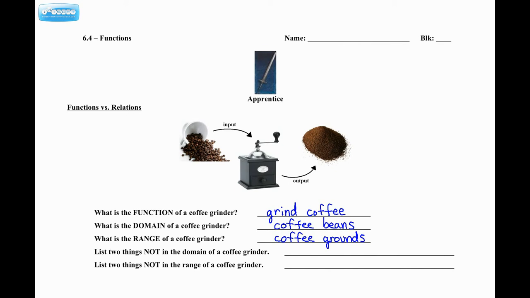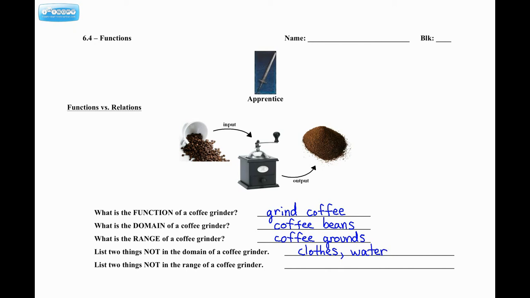So next it says list two things not in the domain of a coffee grinder. So I've already listed a couple. Clothes. Okay. That's not in the domain. That's not something that goes in. Clothes, and I think the other one I said was water. You put that in, that's one way to wreck it, or make it rust.